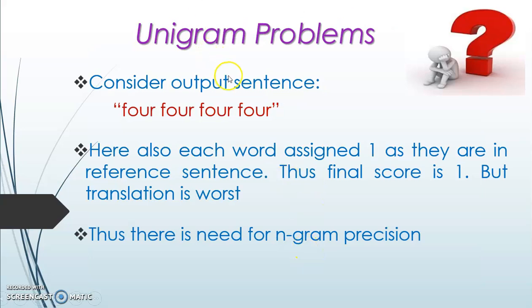Now, if we consider another example, the given sentence is 4, 4, 4, 4. Here, using the above logic, we know that 4 is in the reference sentence, and hence, if we use the above formula, we'll get the final score as 1. But we observe that this translation is terrible and makes no sense. So, thus arises a need for n-gram precision.